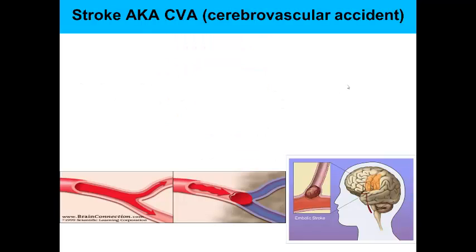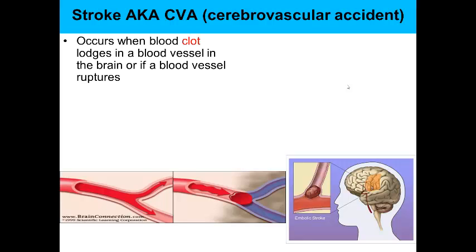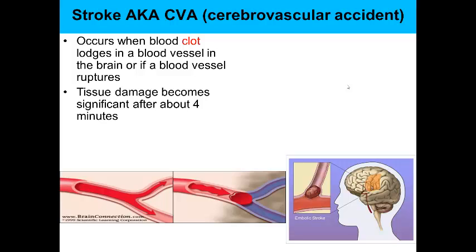What is a stroke? A stroke is also known as a CVA, or a cerebrovascular accident. It occurs when a blood clot that originated in another part of the body lodges or gets blocked in a blood vessel in the brain. Also, a stroke can be caused if a blood vessel breaks or ruptures. The problem with strokes is that you only have a very short time to get help. After 4 minutes, your brain can become significantly damaged. The results of a stroke can be death and mental or physical problems.